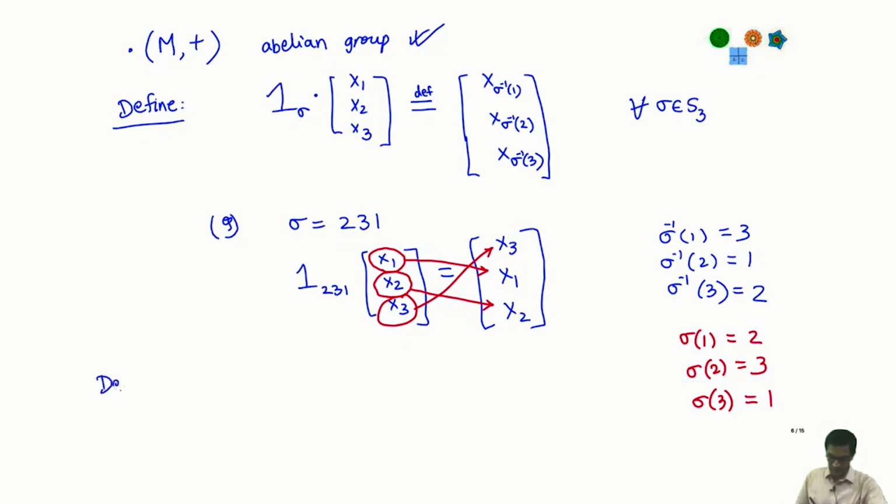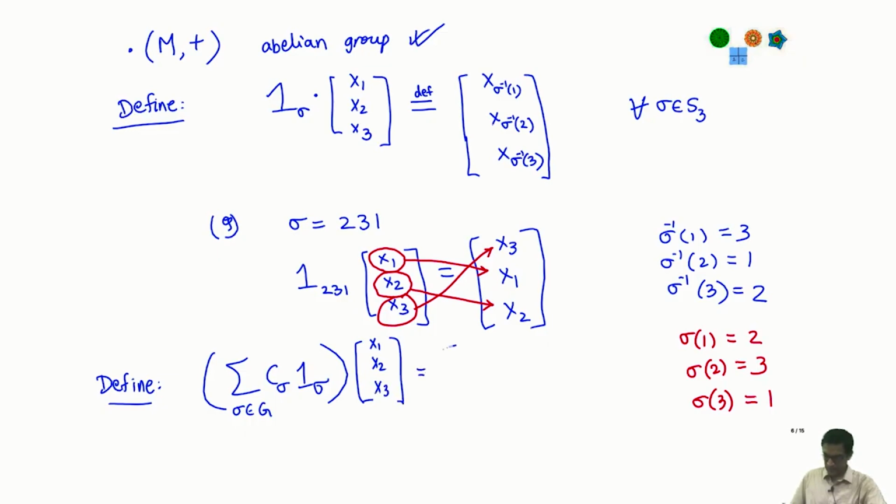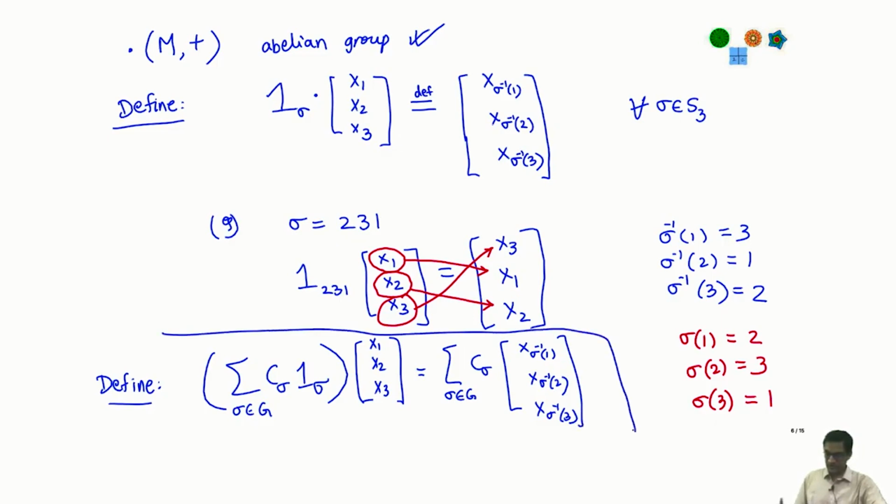More generally, I need to complete the definition by saying, if I have a linear combination of these, the sum of C sigma 1 sigma, with sigma running over G, then that acts on a vector x1, x2, x3. I just expand this summation. The answer is just the sum over sigma of C sigma times 1 sigma acting on this vector, which I know is x sub sigma inverse 1, x sub sigma inverse 2, x sub sigma inverse 3. So I complete the definition in this way. This is the full-fledged definition.